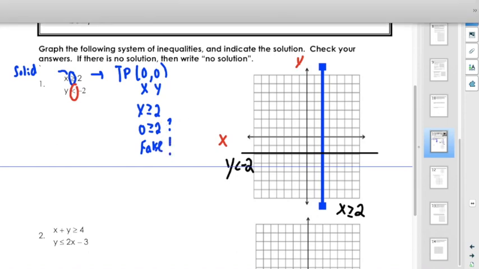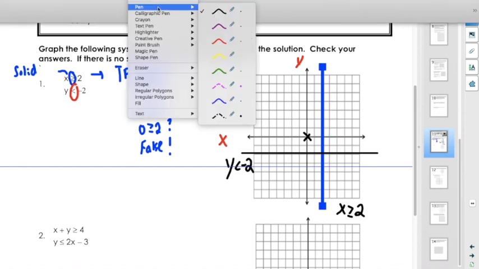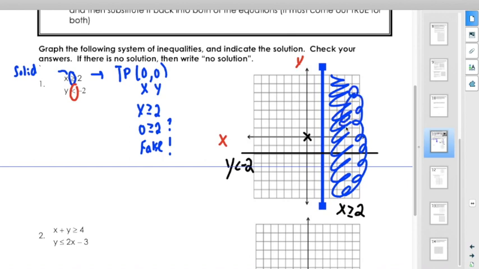Recall that it's false. So that means that I want to shade away from my test point. So I should put an x where my test point is. That way I know which way I'm going to shade. And since this is false, I'm going to shade away from the test point. So I'm looking at x is greater than or equal to 2, which is this blue line. And that tells me I want to shade the opposite way of the test point. So I'm not going this way, but I'm shading here. Right? All this.